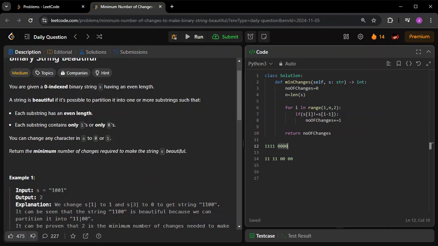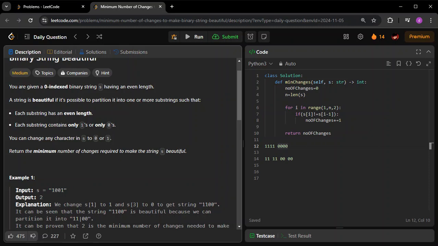Okay, for example, take the string. Here there are eight characters. You can see that half of them are one and half of them are zero. Now try to understand this particular approach, what they're trying to say. I am talking about substrings, one or more substrings, and each one of them should have even length. So if I try to break it down, what should be the smallest possible length of the substring that I can have which satisfies this particular property? It should have even length.